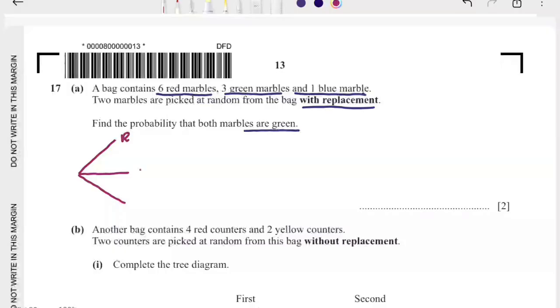Red, green, and blue. And there are 6 red marbles, 3 green, and 1 blue. So let us find out the total. Red plus green plus blue is equal to 6 plus 3 plus 1. This is 10. So the total is 10.